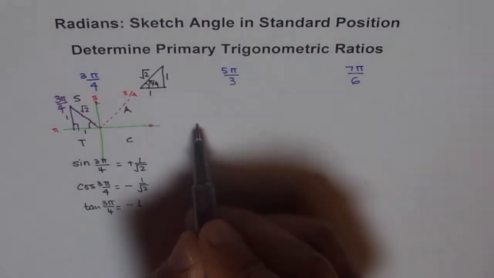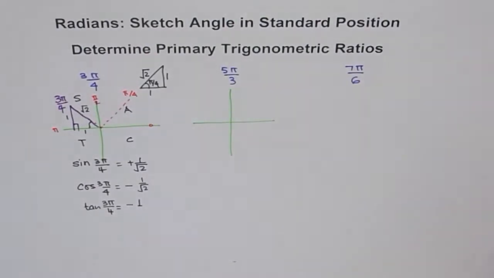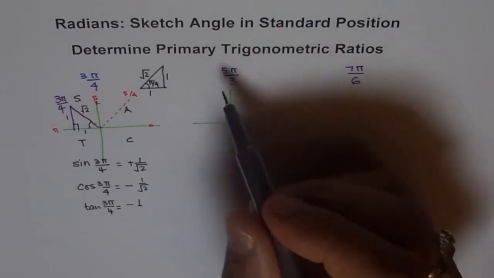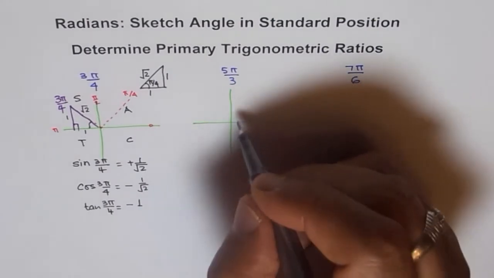Now let's do the next one, which is 5 pi by 3. So here, what is the related acute angle? Pi by 3, okay? So we may use a special triangle with pi by 3. Anyway, pi by 3 means I'll divide this pi into 3 equal parts. Let's do it.